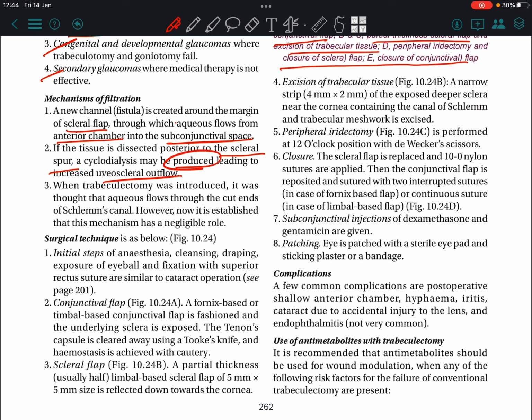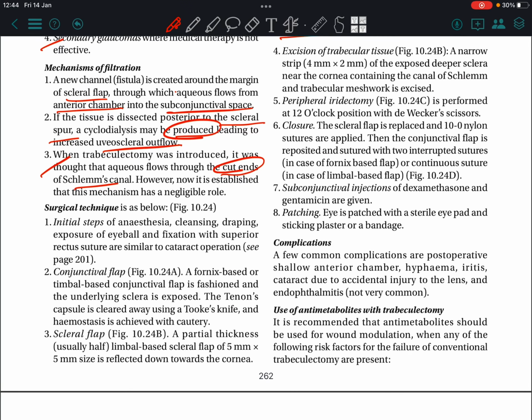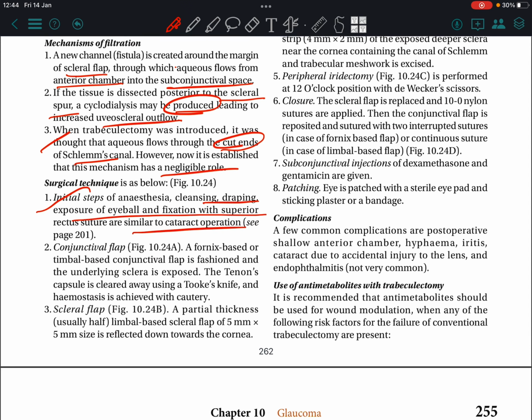When trabeculectomy was introduced, it was thought that aqueous flows through the cut ends of Schlemm's canal. However, now it is established that this mechanism has a negligible role. Surgical technique: initial steps of anesthesia, cleansing, draping, exposure of the eyeball, and fixation with a superior rectus suture are similar to cataract operation. Conjunctival flap: a fornix based or limbal based conjunctival flap is fashioned and the underlying sclera is exposed.